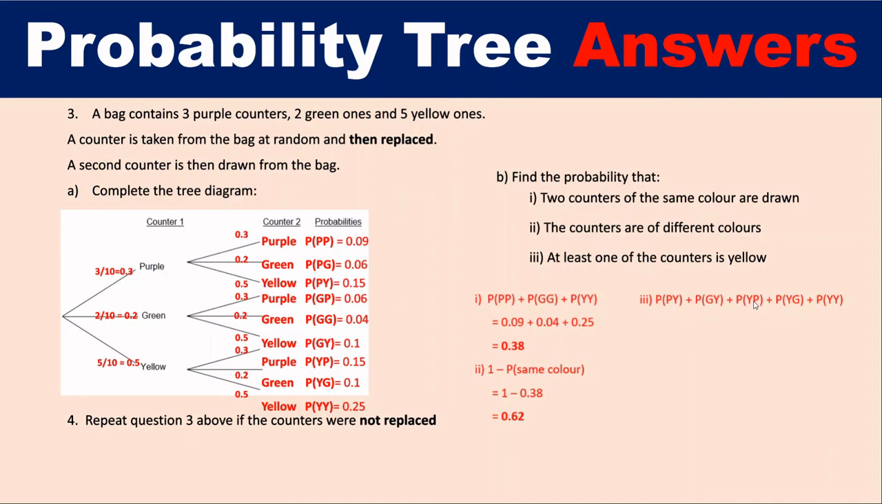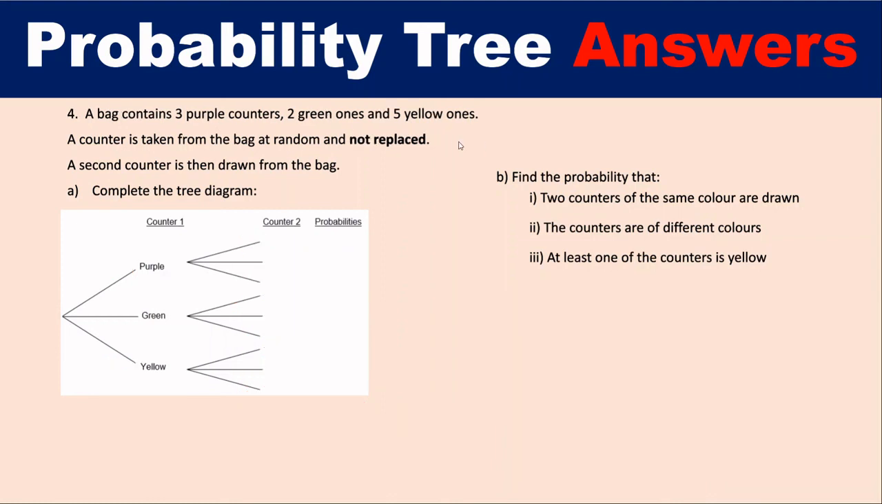Finally, the probability that I get at least one yellow counter, I can add together all the possible outcomes, which include at least one yellow. Or I could do 1 minus the probability that I get no yellows. Now there's lots of ways that I could get no yellows. I could get 2 purples, a purple and a green, a green and a purple, a green and a green, but either way you get the same answer. This is simply going to be 1 minus 0.25, which is also 0.75. So you choose the way you find easiest for you to work out.